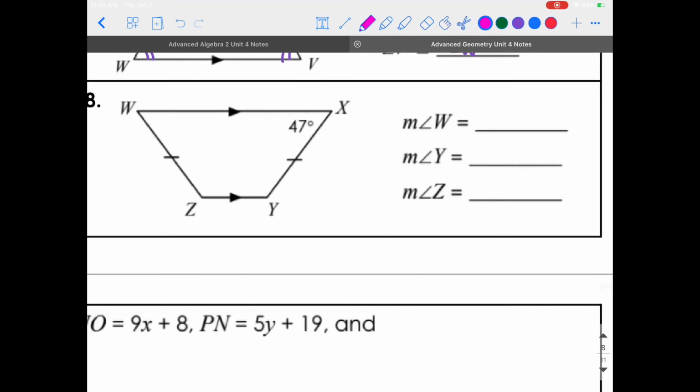Number 8, X is 47, so W has to be 47. And to find these other angles, I can take 180 minus 47, which is 133. So Y and Z are both 133 degrees.